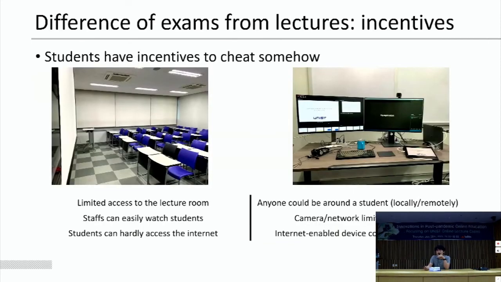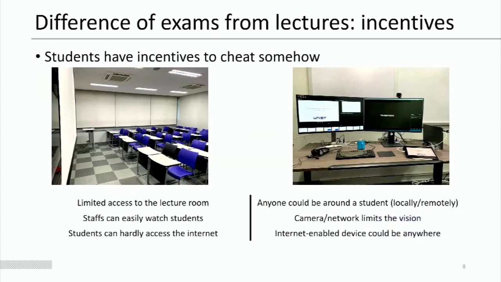So we can easily compare those situations using these photos. In an offline exam, we can easily limit the access to the lecture room, so we can make sure that there's no one beside the students, beside the fellow students. Unlike that, even if we are seeing all the cameras, we cannot make sure that there's no one beside the students. And similarly, we can observe the students' faces or hands easily, but we cannot easily observe their eyes, and so on. So there's an inherent limitation.